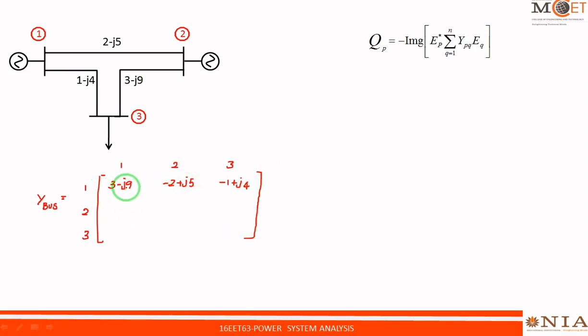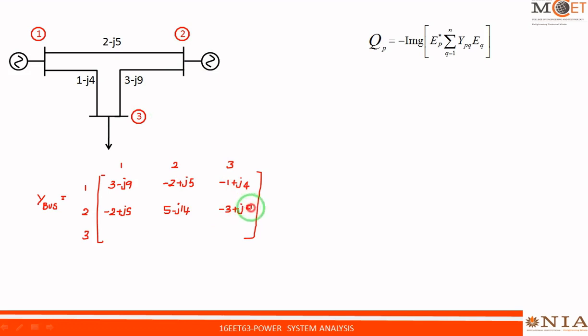For the second row, similarly, between 2 and 1, again I have 2 minus J5. Taking the complex conjugate, that becomes 2 plus J5. At the second bus, the elements connected are 2 minus J5 and 3 minus J9. When I add those, it becomes 5 minus J14. And between bus 2 and bus 3, I have 3 minus J9. Taking the complex conjugate, that becomes 3 plus J9.